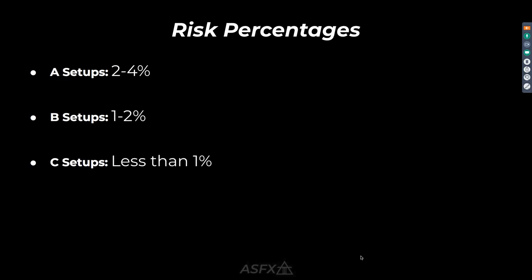And just one more time to give you guys my risk percentages: for my A setups, 2 to 4%, depending on the pair. I would always make it depending on the pair. And then B setups, 1 to 2%. And C setups, like I said, always less than 1%.